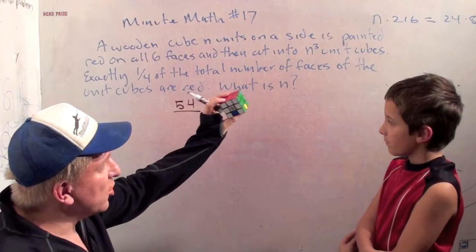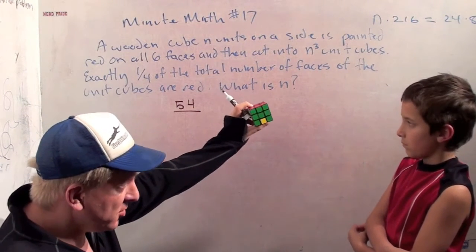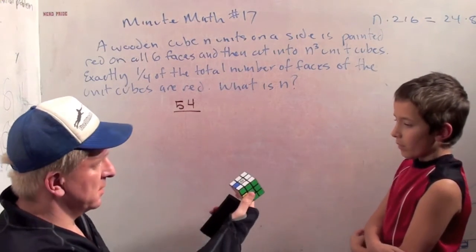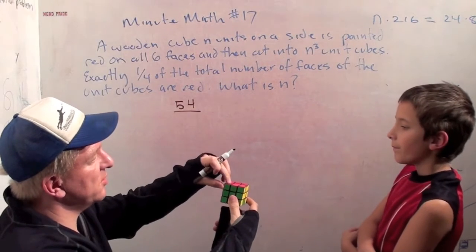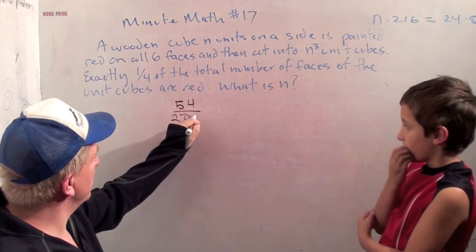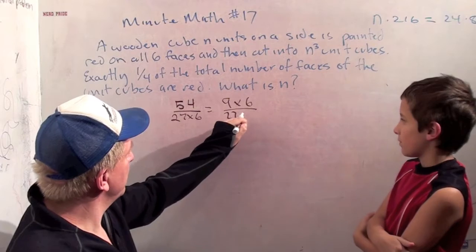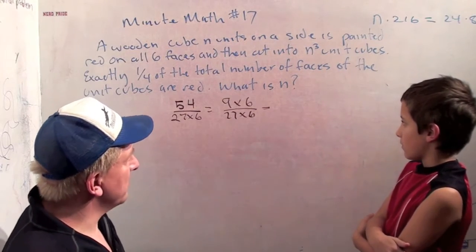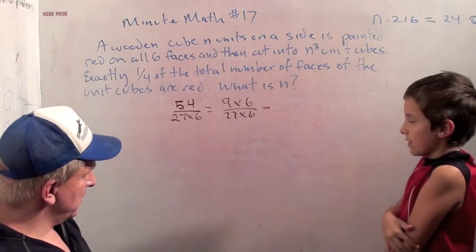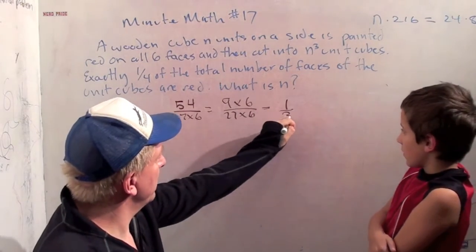And how many total faces would we have? We have 27 cubes, and each small cube has 6 faces. So we would have 27 times 6 total faces. The fraction is 54, which is 9 times 6, over 27 times 6. We can cancel the 6 and factor out 9 from the 27. So what does this equal for our example cube? It's 1/3.